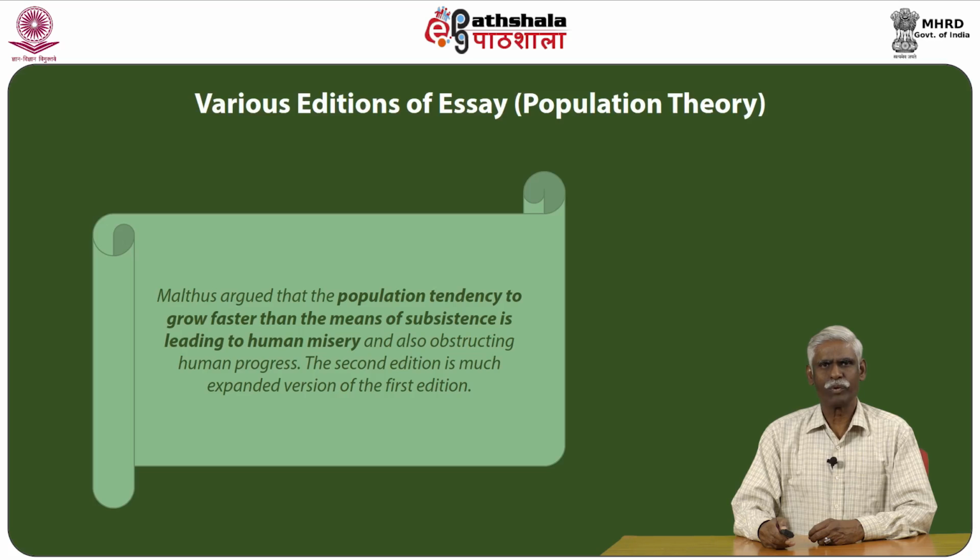The second edition, which is a much expanded version of the first edition, has details like this: while the first edition contained his arguments against the opinions of Condorcet and Godwin, the second edition emphasizes arguments against the poor laws. Poor laws, according to Malthus, are meant for protecting the poor. Malthus thought that poor laws have encouraged population growth. He published 4 more editions subsequently.